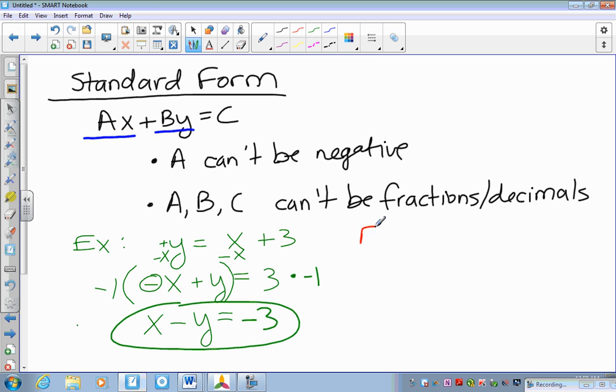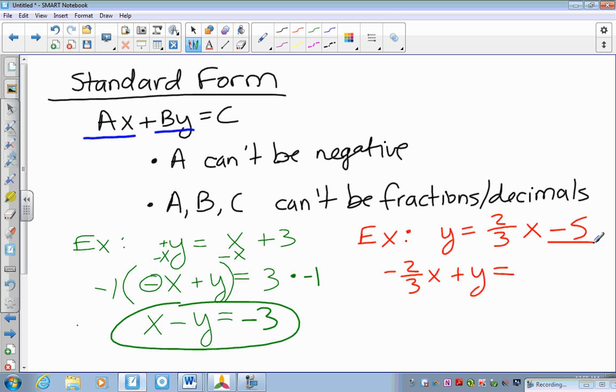So another example would be, let's see, y equals 2/3 x minus 5. So we are breaking a couple of rules here. One, notice how x and y are not on the same side. So we have to move this 2/3 x just like we moved the other x before. So we're going to get -2/3 x plus y equals, and don't forget that this negative here with the 5 stays with the 5. So this is -5.